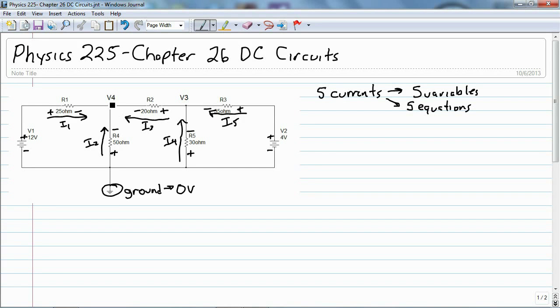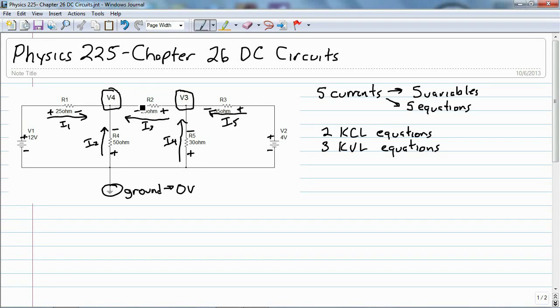Well, we have 2 nodes. We have V3 and V4. So we're going to have 2 Kirchhoff's current law equations. And then that just means we need 3 Kirchhoff's voltage law equations. And we'll have all of the equations that we need.